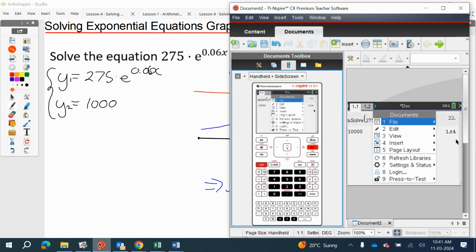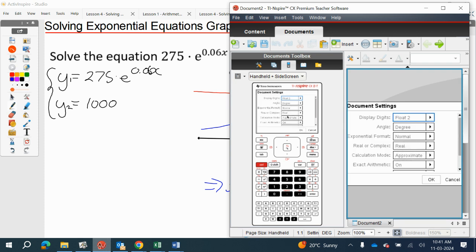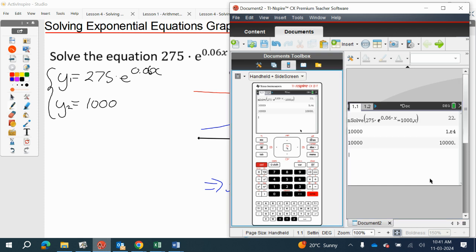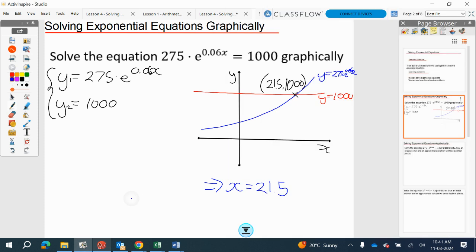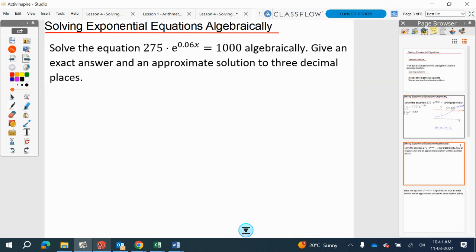Get used to moving in your document settings by pressing document 7.2. I've got it in float 2, so you can't represent 10,000 with two significant digits that easily on the calculator. So stick it back into float, press enter, and it might give you the whole answer. It might not. You have to get used to using both. So there's our answer. Let's have a go at doing this one algebraically now.